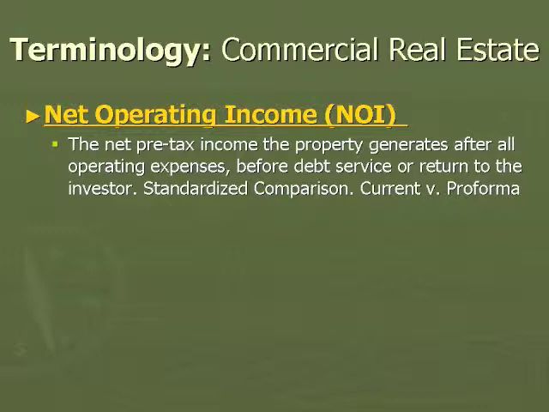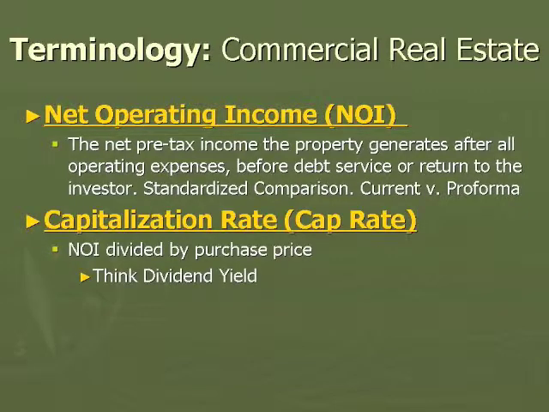Very important. A lot of agents like to throw out all kinds of cap rates, current cap rates, pro forma cap rates. It's very, very important that you use a very rigorous, standardized comparison from property to property. The cap rate is very simply the net operating income divided by the purchase price. Property's throwing off 100 grand. You buy the building for $1 million, it's a 10 cap. You buy the building for 1.1 million, it's about an 8.9 cap.